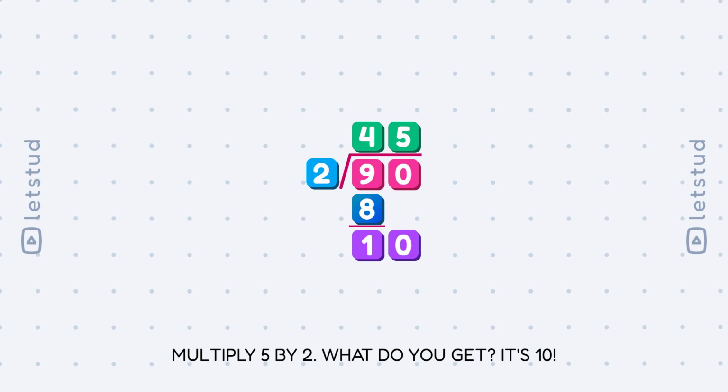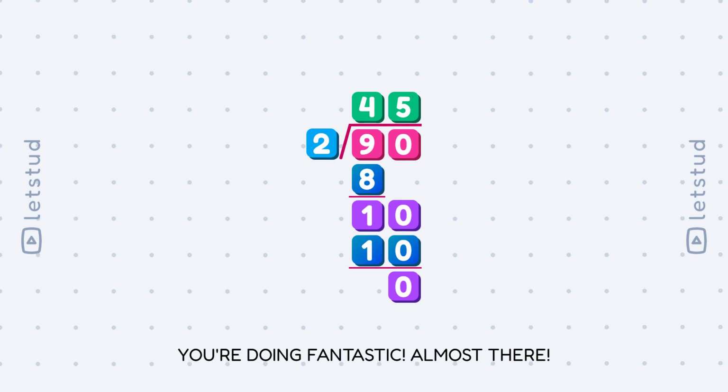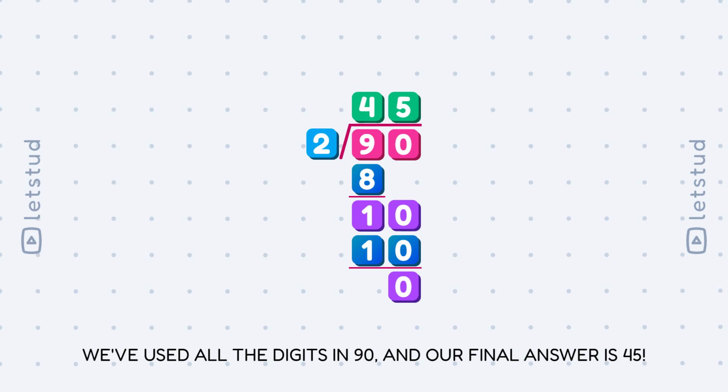5 times 2 is 10. Subtract 10 from 10. What do we get? 0. Perfect. You totally crushed that step. And that's it. We've used all the digits.